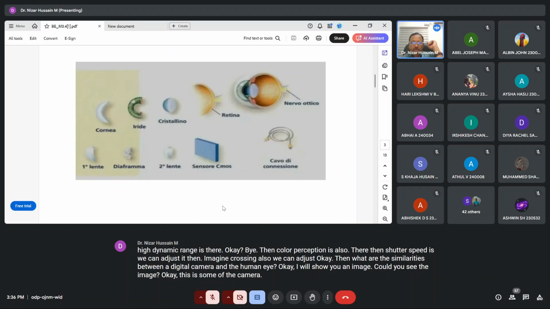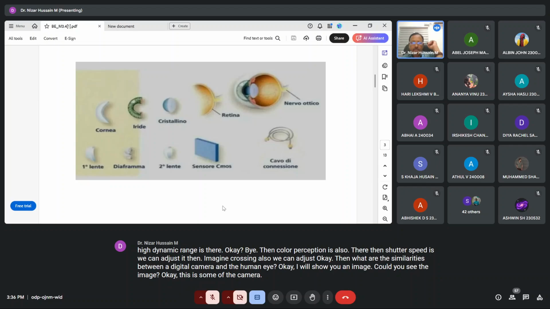Then detecting colors, yes, you're right. Actually, both use light sensitive receptors. In the case of a camera, there is a sensor for detecting light, but in the case of an eye, the retina senses the light with its receptors. Then storing data, yes, a storage device. Both are having a storage device.